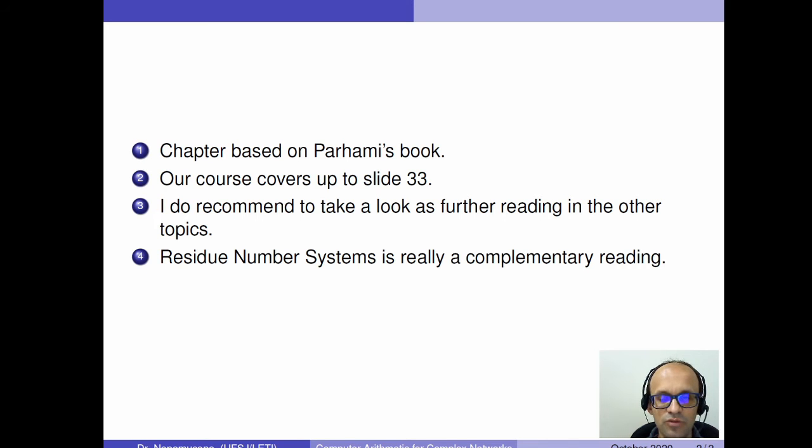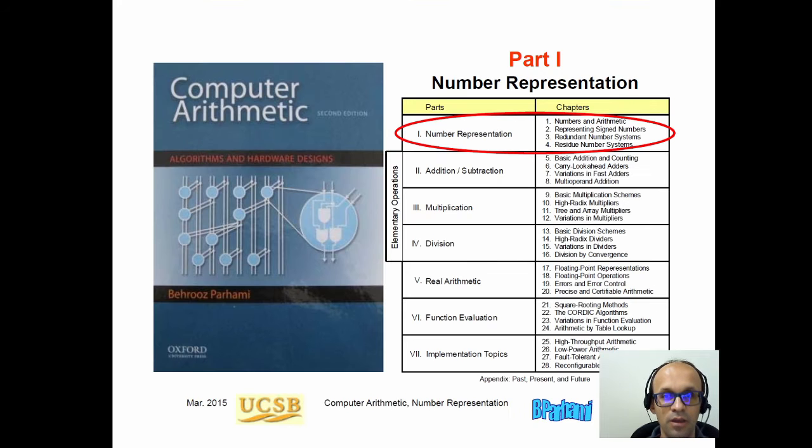The residual number system is really complementary reading. It's very interesting, but you are not going to take a look at it here, right? Computer arithmetic, for those who like this topic, is a huge topic. We are going to take a look here just at number representation, but there are a lot of things about addition, multiplication, division, and all of this stuff, right?